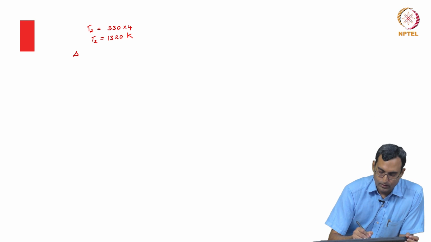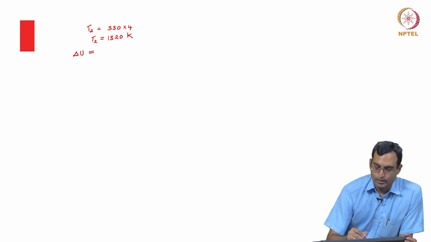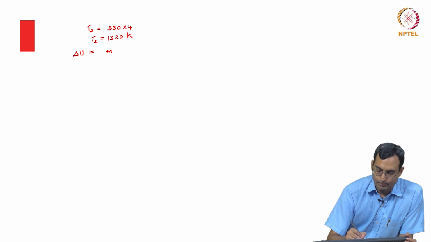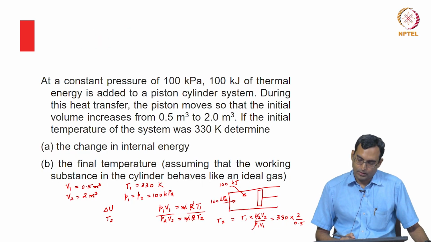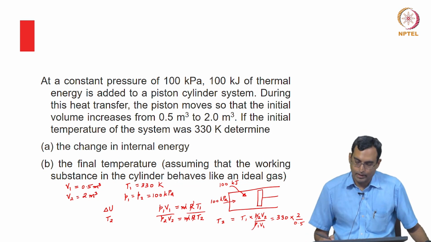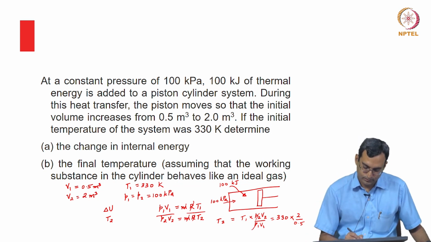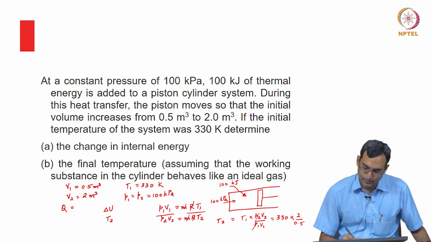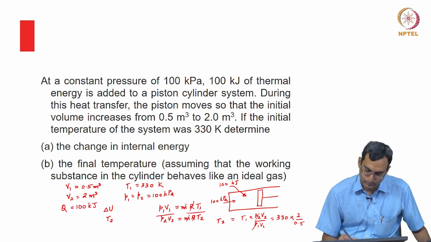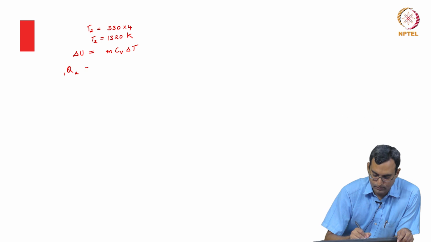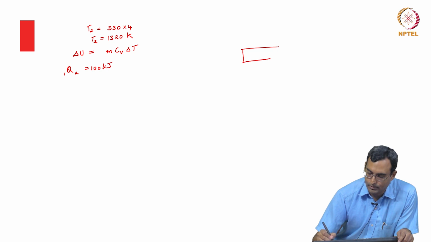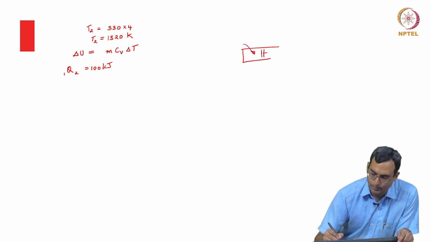What we are looking for is also the change in internal energy, which is given as m Cv into delta T. We do not know what substance this is. We know the final temperature. We also know that there is some work being done in this case. What we are also given is that the heat transferred is 100 kilojoules, which is added. So, we know the heat transfer, which is coming into the system; it is positive, heat transferred into the system we know.